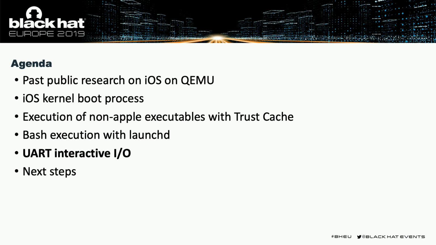So we're now able to boot the kernel. We're able to make the iOS kernel allow execution of our own executables, including bash. And we're able to make launchd execute our bash process, our bash shell. But since we're based on Mr. Chung's project and he achieved only a serial output, we now have a bash prompt on the serial output.